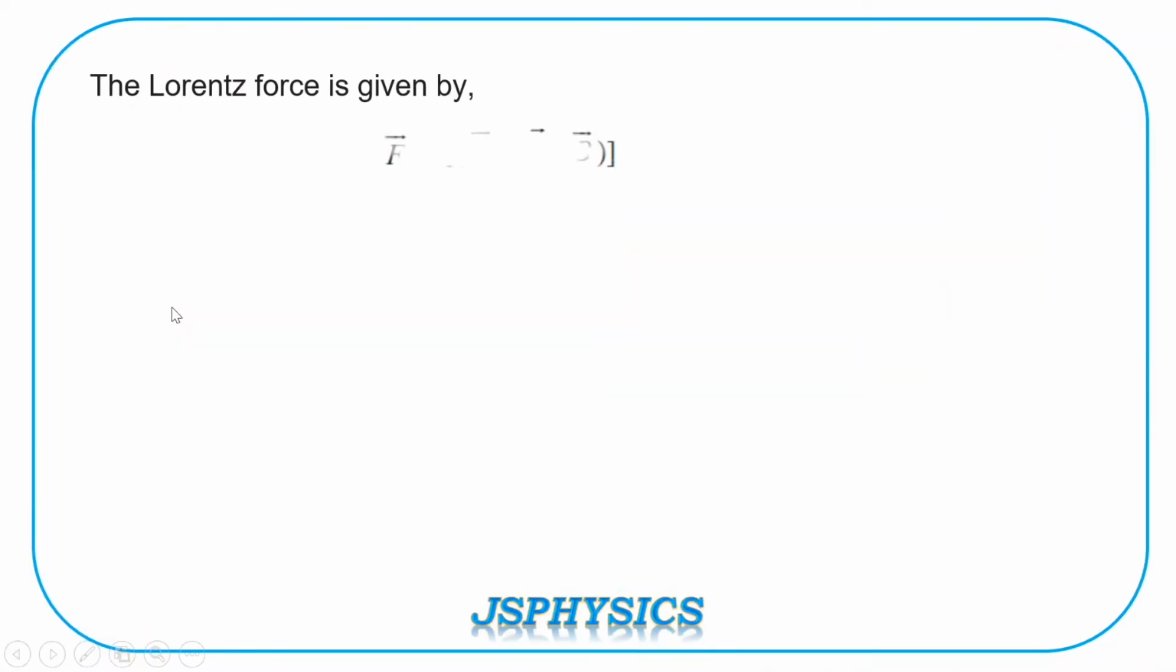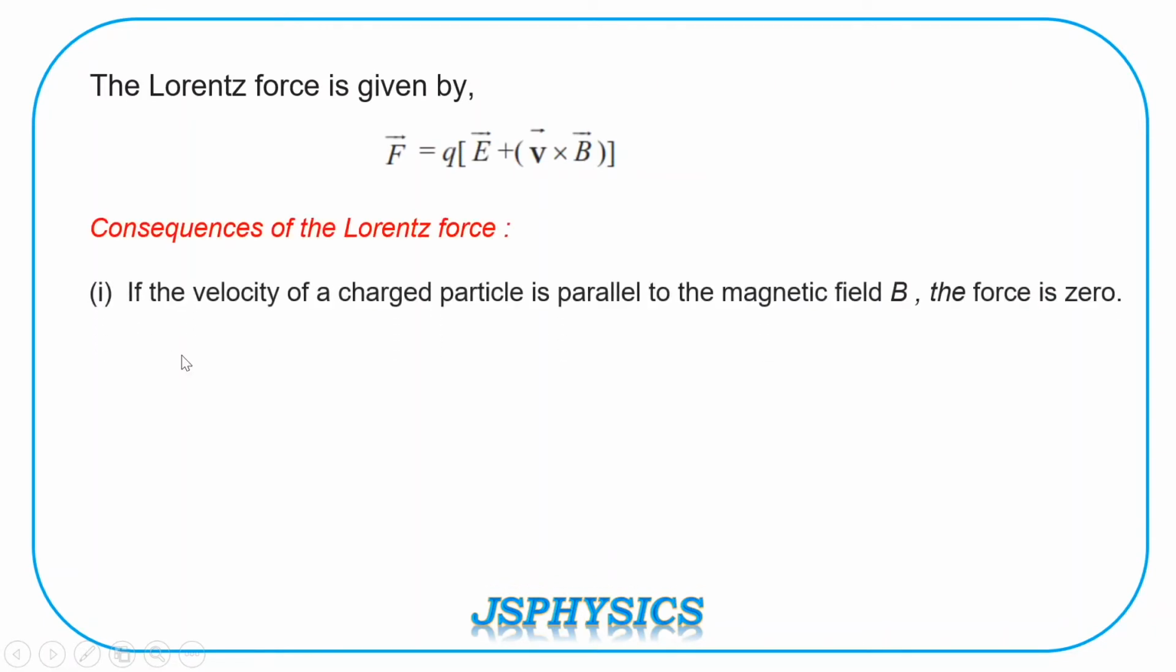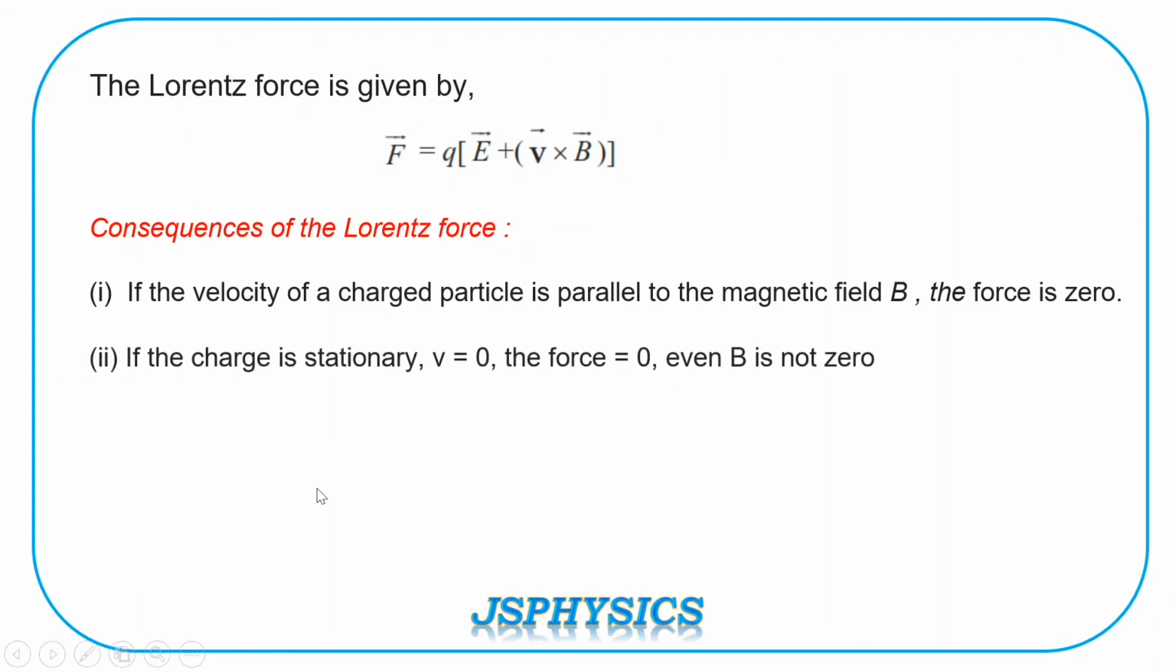The Lorentz force, as we know, is given by this formula. And what are the consequences of this force? If the velocity of the charged particle is parallel to the magnetic field, the force will be zero, because if it is parallel, then theta will be zero, and sine zero is zero. That means the magnetic force will be zero, and that's why the total magnetic force becomes zero. If the charge is stationary, again the velocity is zero and the magnetic force is zero, even though B is not zero. So these are the consequences of the Lorentz force.